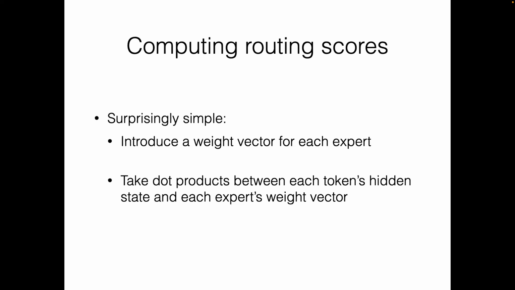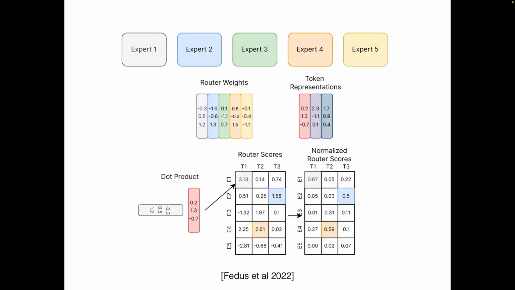Why isn't a deeper network used for the routing? So again, here you have these different experts, 1 through 5, and you're going to introduce just a single vector of weights. And then again, you have for each time step, the token representation. And then again, it's just doing what I said. You just take the dot product and now you have this matrix, which was on the previous slide.